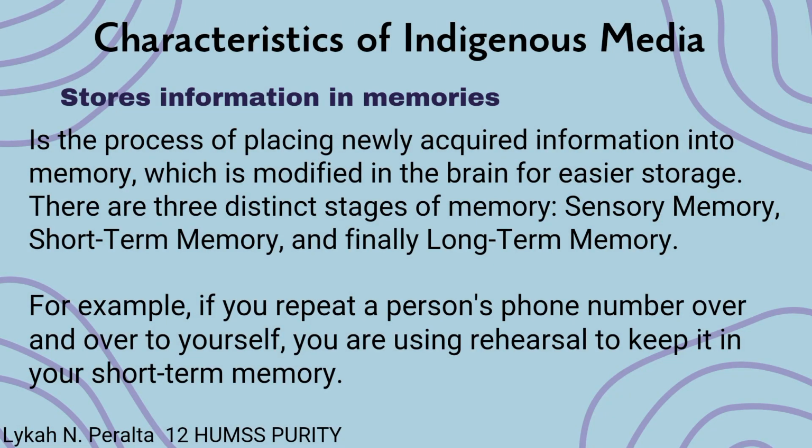Number 2, stores information in memories. Is the process of placing newly acquired information into memory, which is modified in the brain for easier storage. There are 3 distinct stages of memory: sensory memory, short-term memory, and finally, long-term memory. So, this information makes the process of retrieval easier for the brain, where it can be recalled and brought into conscious thinking. For example, if you repeat a person's phone number over and over to yourself, you are using rehearsal to keep it in your short-term memory.